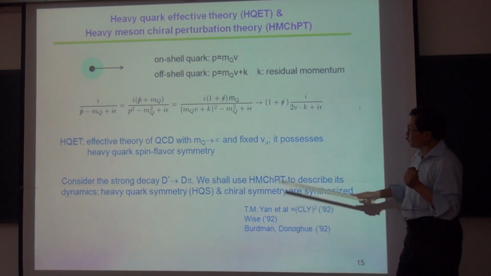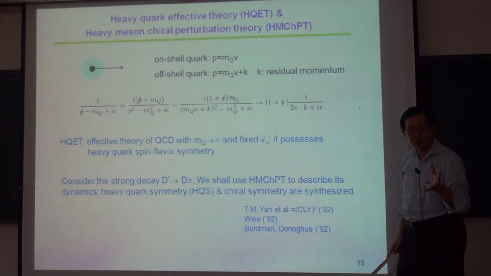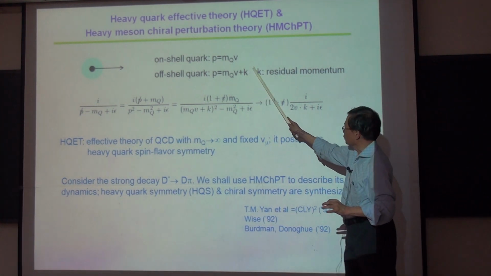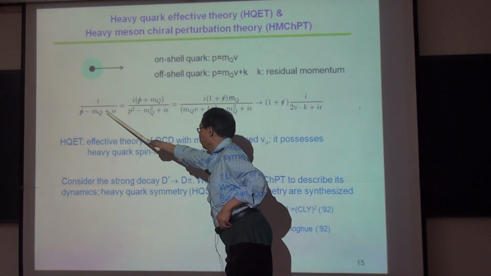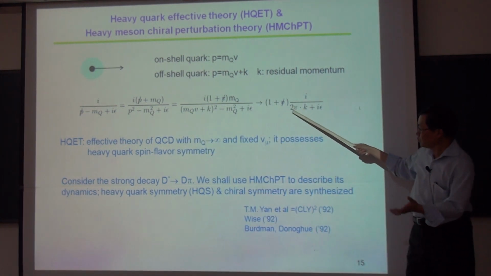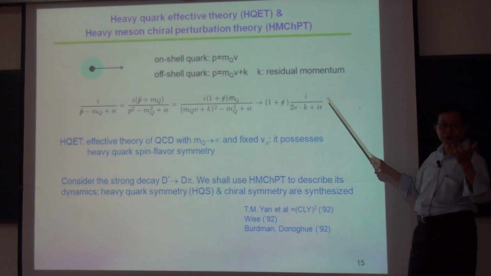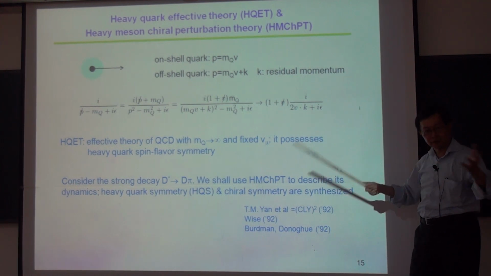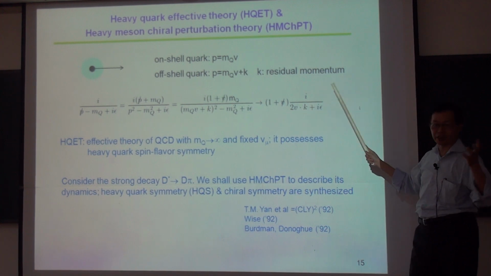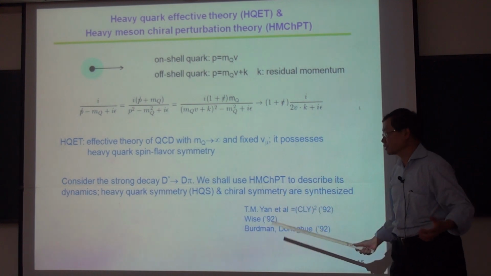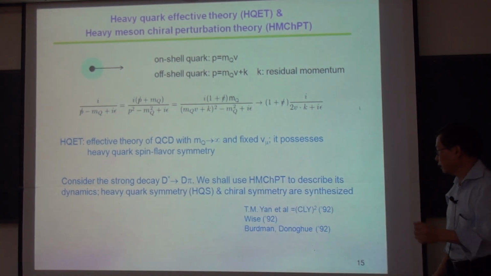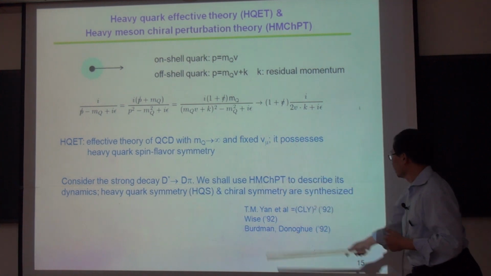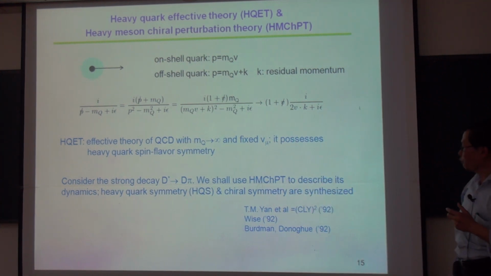Okay, now because of the interaction, the heavy quark actually is not on-shell. It's off-shell a little bit, so you introduce a so-called residual momentum k. Okay. So in the heavy quark limit, the propagator for the heavy quark, actually you see eventually the m_Q will drop out. It has nothing to do with m_Q. In the heavy quark limit, the mass will drop out, and the propagator is proportional to v dot k. Okay, very simple. So what is heavy quark effective theory? This is an effective theory of QCD when the mass of the heavy quark is infinite, with the velocity being fixed. So heavy quark effective theory will possess the so-called heavy quark spin and flavor symmetry.